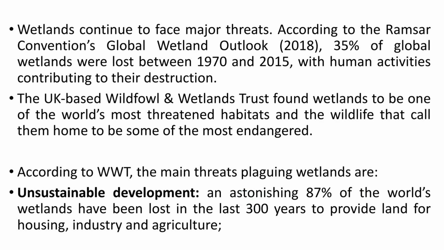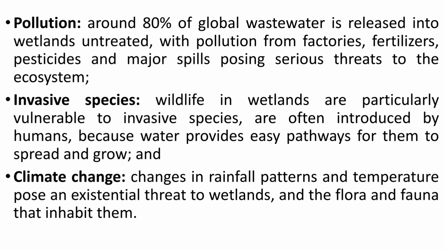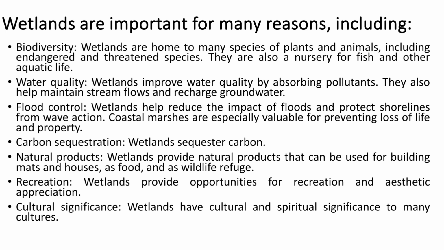Okay. Wetlands continue to face major threats, and according to Ramsar Convention's Global Wetland Outlook 2018, 35% of global wetlands were lost between 1970 to 2015, with human activity contributing to their destruction. So what are the main threats to wetlands? One is unsustainable development, next is pollution, then invasive species. The wetlands are mostly vulnerable to invasive species which are often introduced by humans, because water provides easy pathway for them to spread and grow. Then climate change is another important threat to wetlands. So these are important threats which the wetlands are facing day by day.